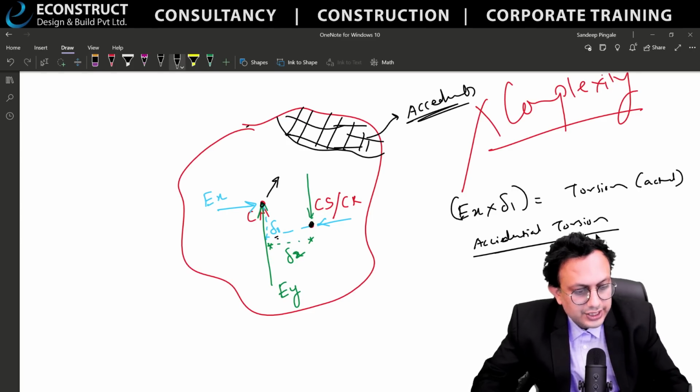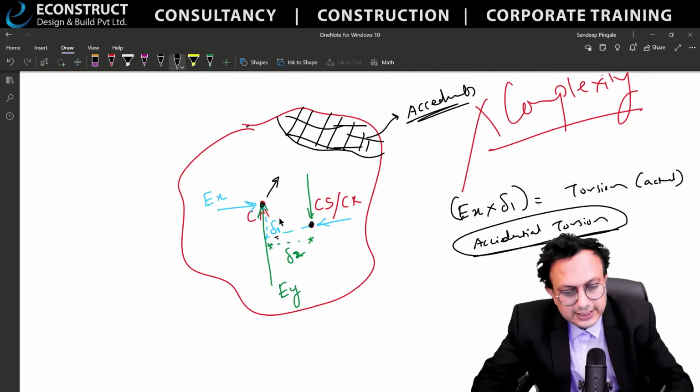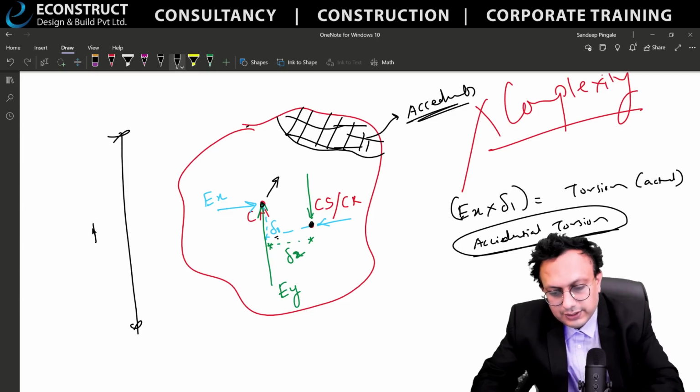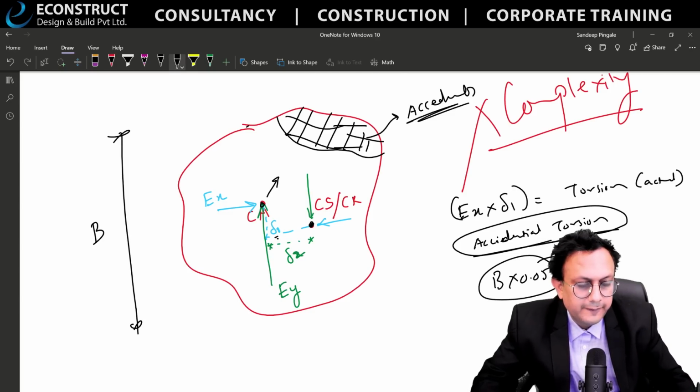So this is the accidental torsion that you are saying. What is accidental torsion? What is the distance actually? The distance, what we call as a calibration. So let's say, for example, this is the B. B into 0.05. 5% is the accidental torsion.